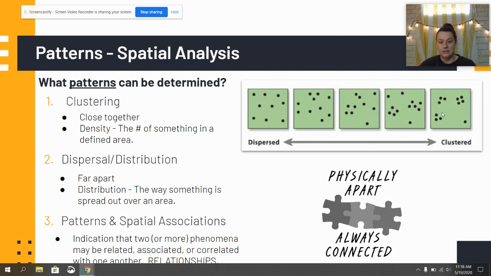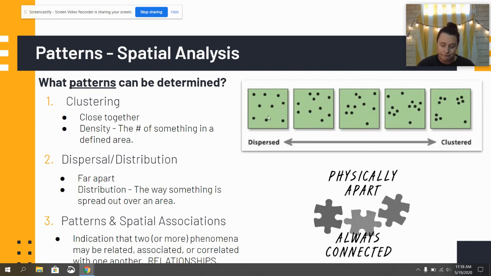So, for example, if these are people, right? These people are clustered together, meaning that they are close together, right? These people are far apart. We don't say far apart, we're going to say dispersed, right? It's just some geographic terms.